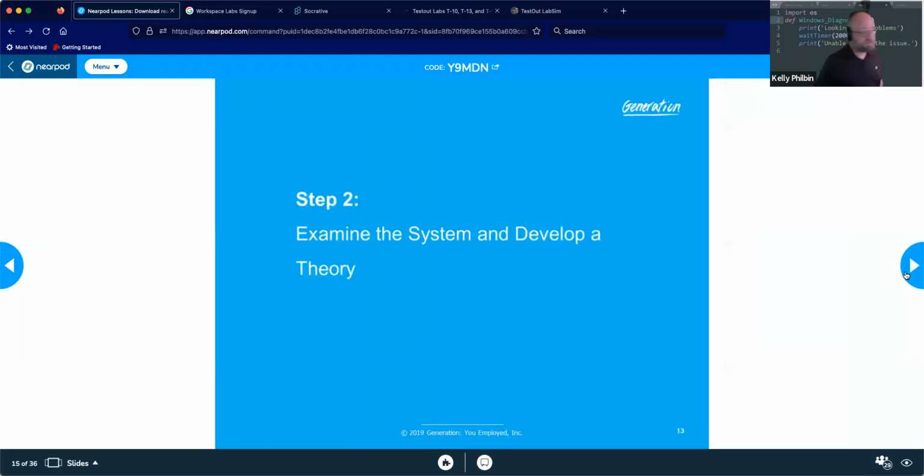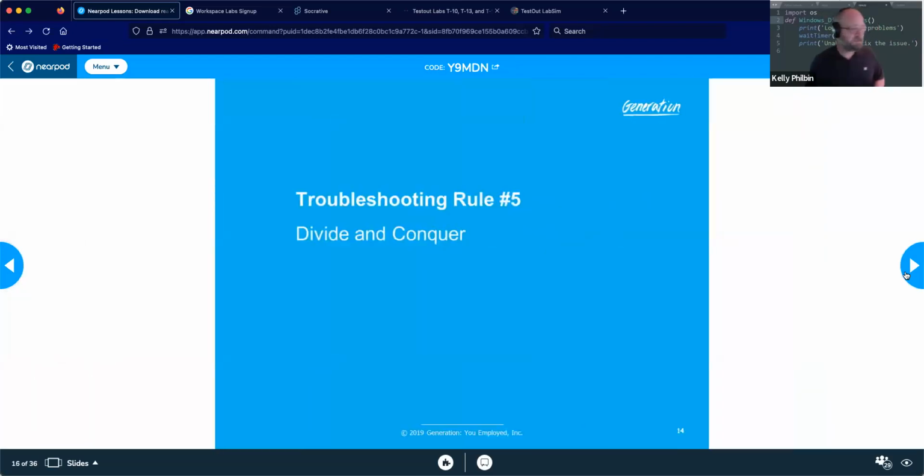All right. Step 2. So step 1 was identify the problem. Now we're going to examine the system and develop a theory. Once we have developed this idea as to what the problem is, we're going to shape in our mind how we would actually correct this problem, and then we can test to make sure that it actually is the problem. So we're going to establish a theory and make sure.